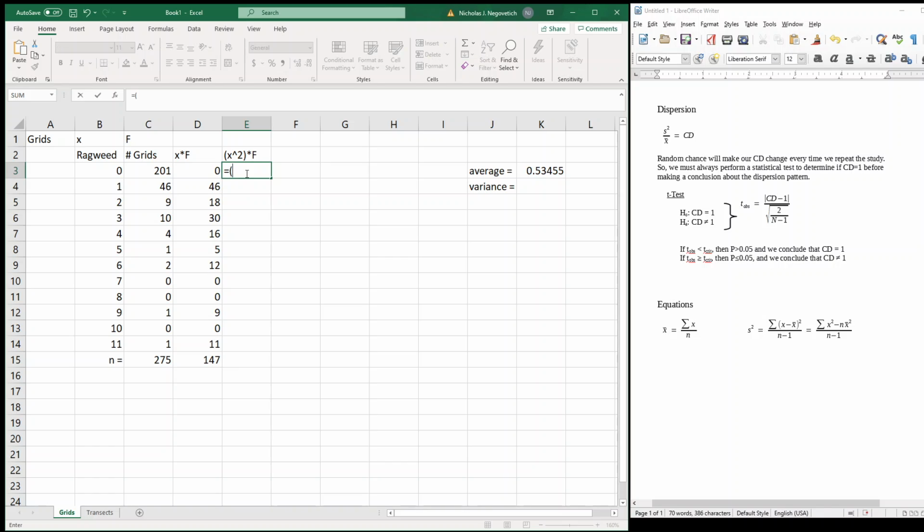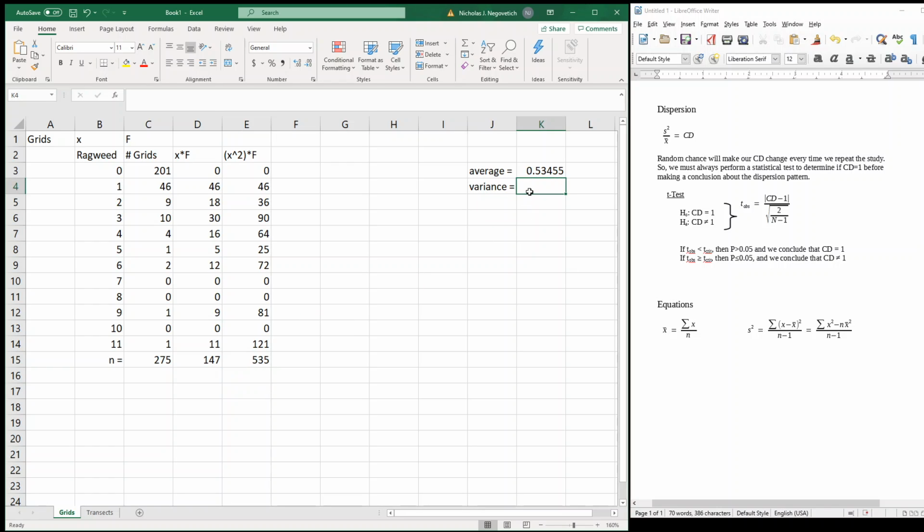So what I'm going to do is use my parentheses, and I'll say I want B3, the caret symbol, 2, and then I'm going to multiply it by this f column. Now, note, I did the f column. I did not do the x times f column. Then I'm going to fill this, and I get the x squared times f. But I want the sum of it, so I'm going to take the sum of this column, and I get 535.